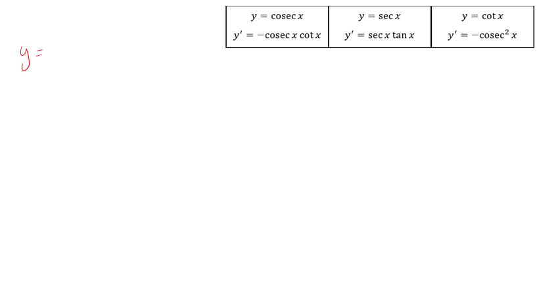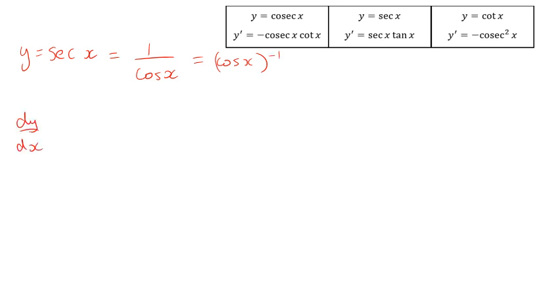So I'm now going to go through the proof of differentiating sec of x. First of all, I'm going to write sec as 1 over cos, because that's what sec is by definition. And then I'm going to write this as cos of x to the power of minus 1.